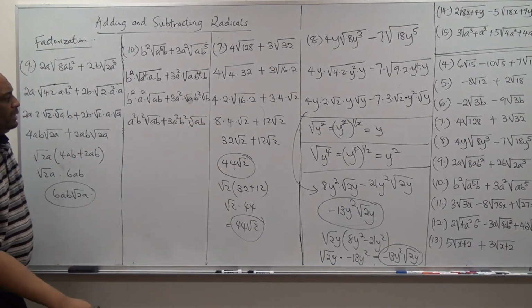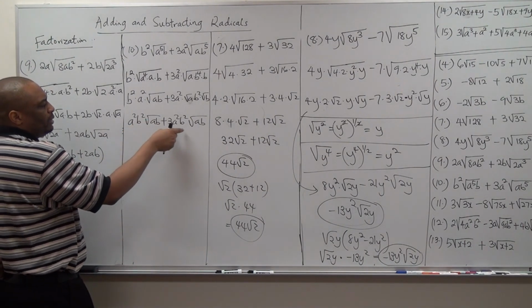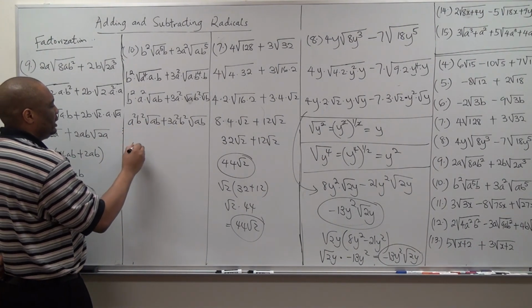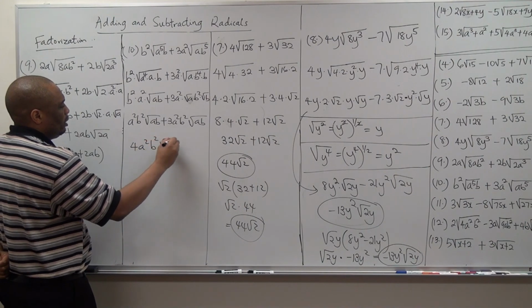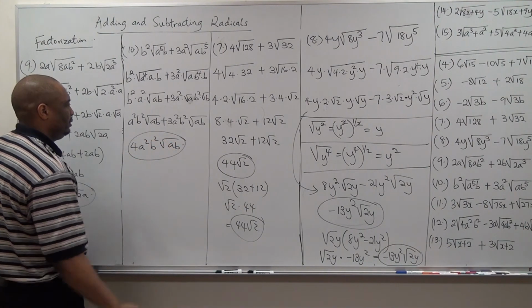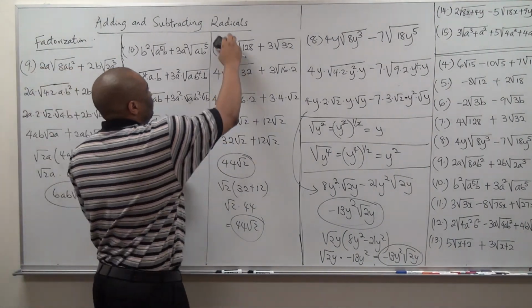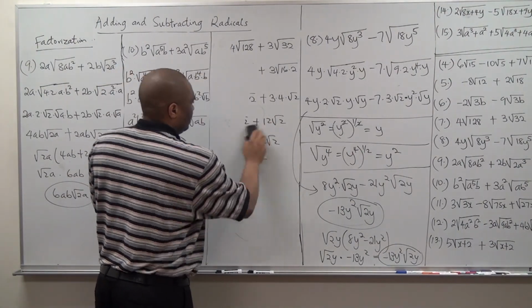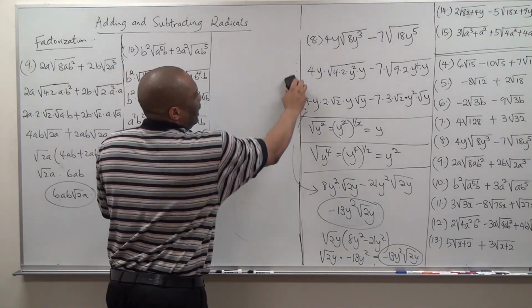And of course, square root of ab is common. So a squared b squared plus 3a squared b squared is 4a squared b squared square root of ab. That gives you your answer. That's number 10. Number 11.